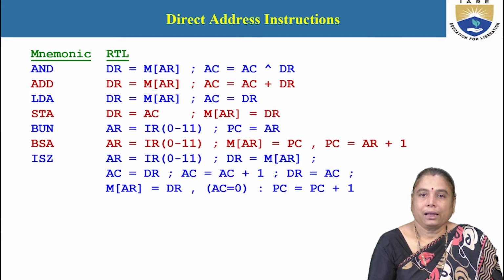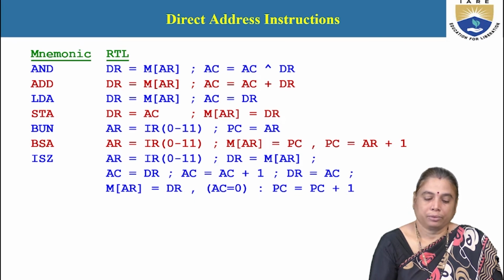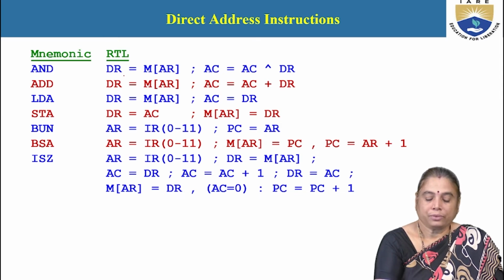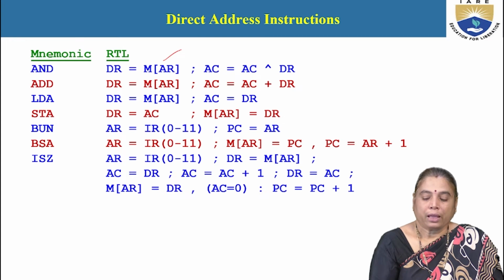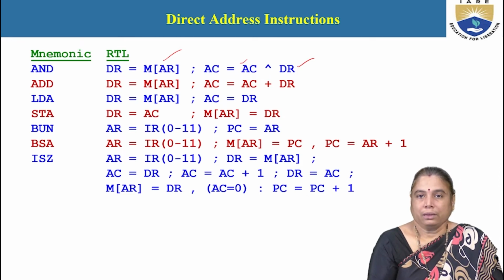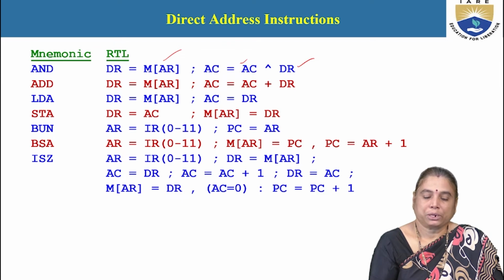Now, which direct access instructions come under the category of memory referenced instructions, and how can they be notated using RTL? The first instruction is the AND instruction. Here the data register is loaded with the memory value pointed to by the address register, and the logical AND operation is performed between the data register and the accumulator register. This is the RTL notation of the AND operation.